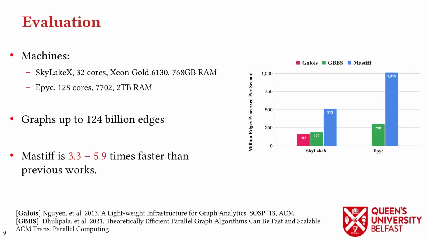We evaluate MASTIFF in comparison to implementations of Boruvka's algorithm in GBBS and Galois, for graphs of up to 124 billion edges, and on two CPU architectures of up to 128 cores. The evaluation shows that MASTIFF is 3.3 up to 5.9 times faster than previous works.